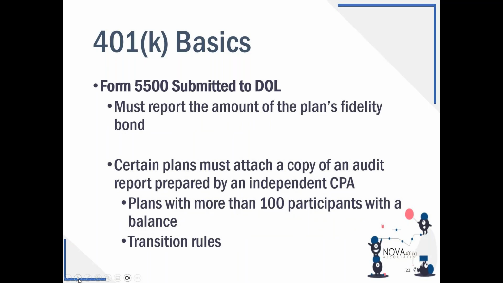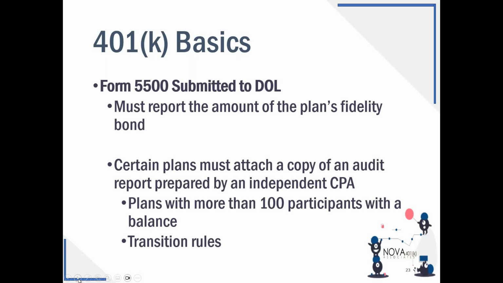One of the things that's required for all plans is to have a fidelity bond, and that fidelity bond is something that also needs to be reported on the Form 5500. And if your plan is a large plan, which means there are at least 100 participants with account balances, it is required that an independent CPA's audit report is attached to the Form 5500.